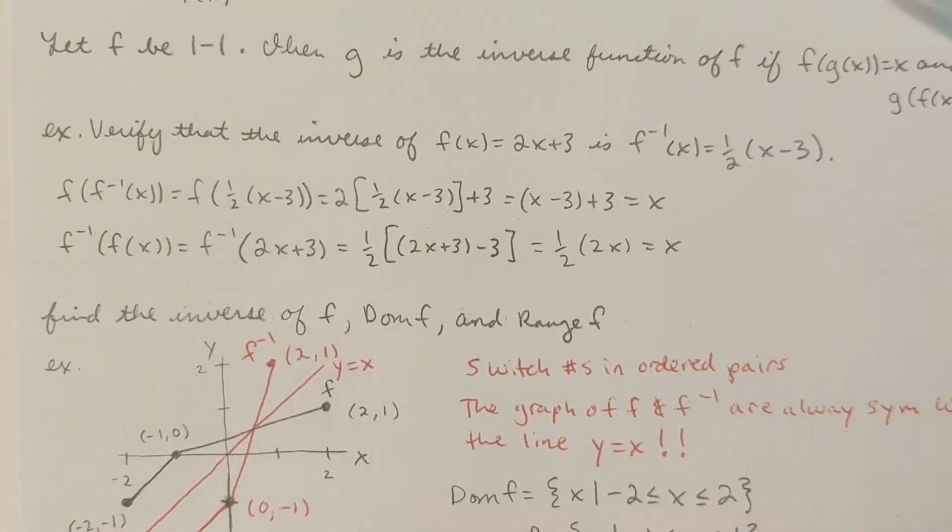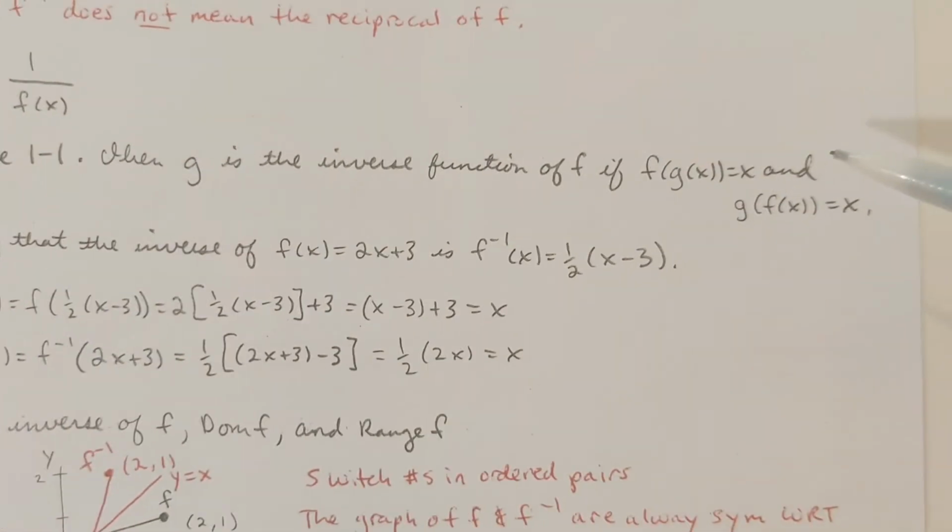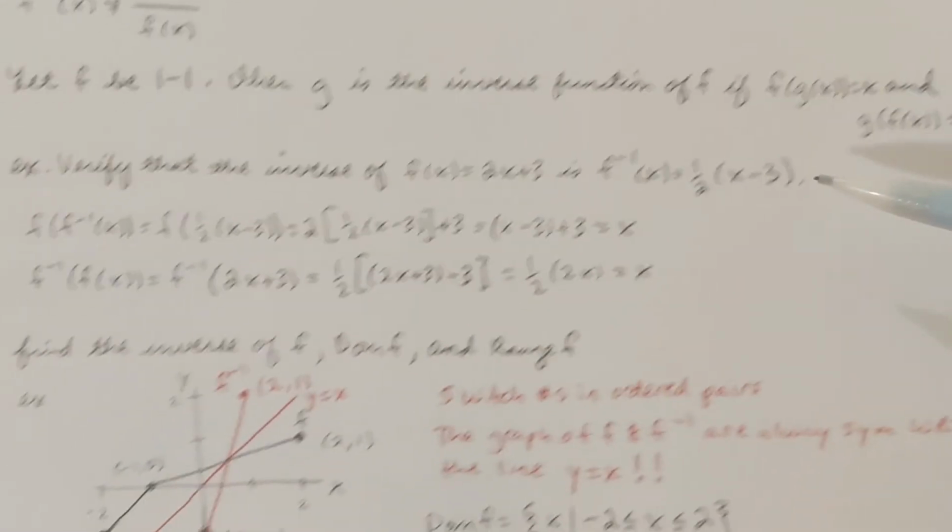Let's let f be 1-to-1. What does that mean? Well, the inverse of f is a function. Okay, so g is the inverse of f if f of g of x is x and g of f of x is x. So I check if two functions are inverses of each other through function composition. Now that's what I learned in section 5.1. And I got to get x on both of those.